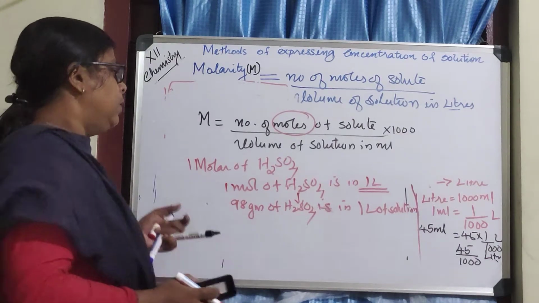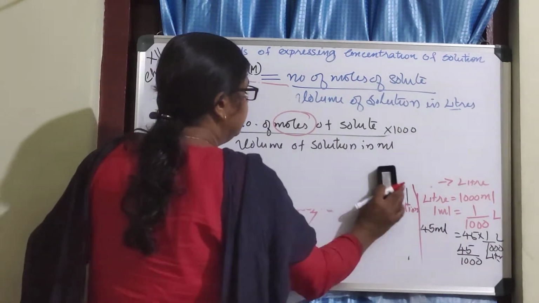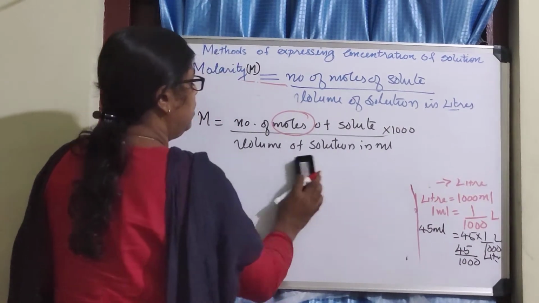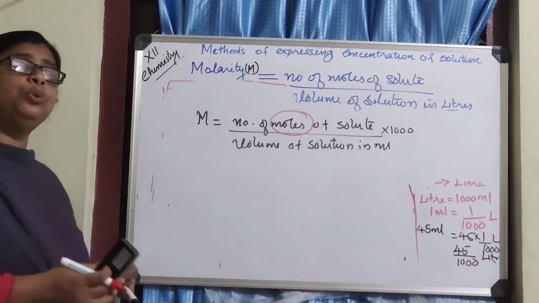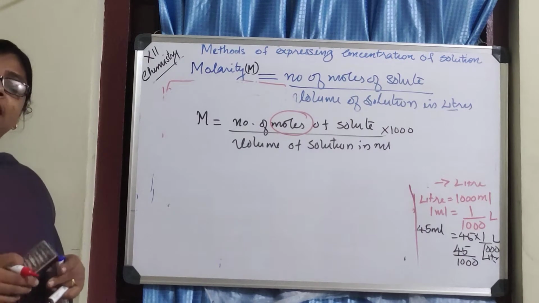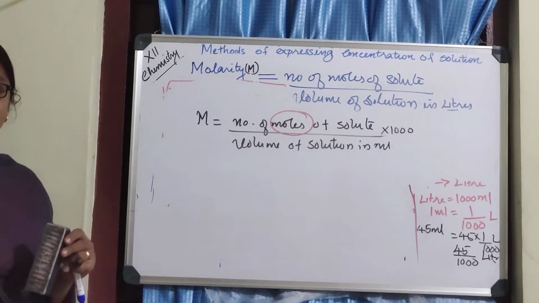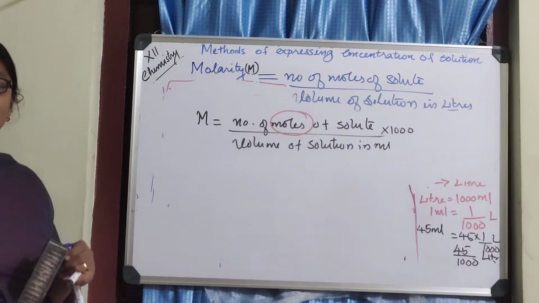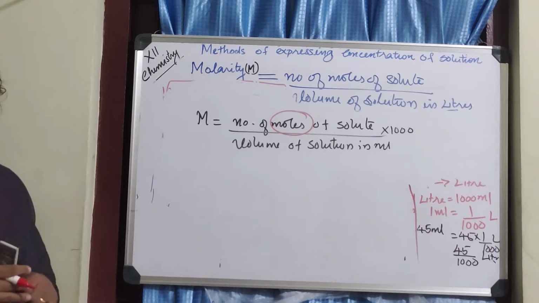Okay. So suppose the amount is not equal to the molar mass. There we have to convert. We have to convert the given amount to moles, using the molar mass of the substance.